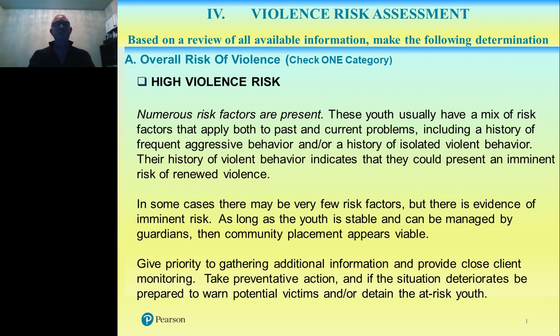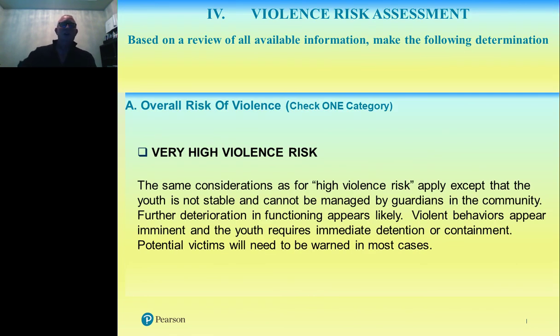So now you can see we're starting to really get into more hands-on interventions with these kids, when we're talking about placement and staying in the community versus removal. Give priority to gathering additional information and providing those clients close monitoring so they don't slip. Take preventative action as you deem necessary. If the situation deteriorates, be prepared to warn potential victims and to detain the at-risk youth. So you see, we cross the threshold there. Detention becomes a part of the conversation.